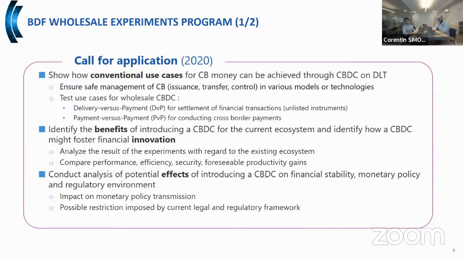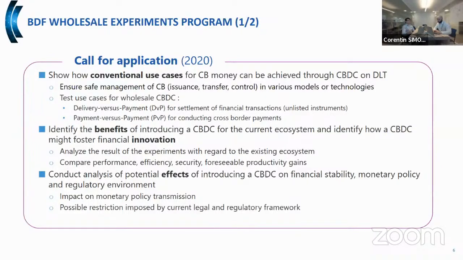The second objective was to identify the benefits of introducing a CBDC for the current ecosystem, and identify too how CBDC might foster financial innovation. To achieve that, we analyzed the results of the experiments with regard to the existing ecosystem, and we compared performance, efficiency, security, and foreseeable productivity gains.